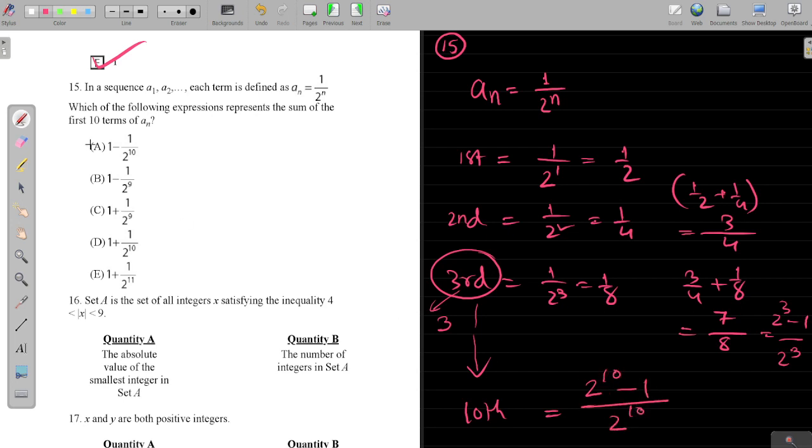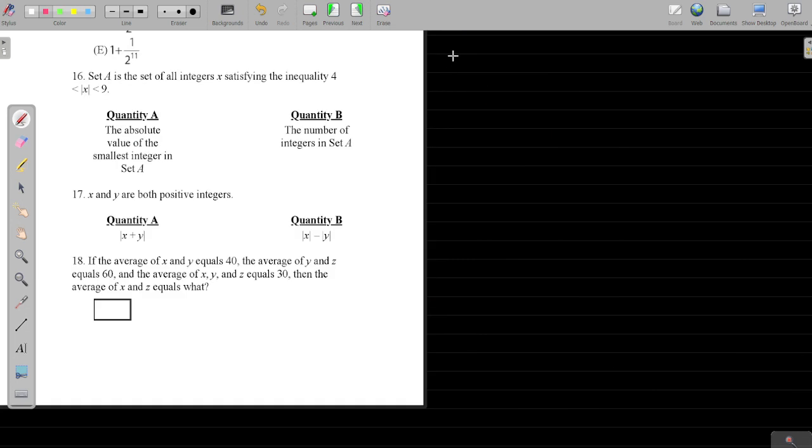So if I simplify this one, then my answer will be 2 to the power 10 divided by 2 to the power 10, means 1 minus 1 by 2 to the power 10, right? So this one is our answer. Now question number 16. Here the given inequality is 4 less than modulus of x less than 9, right?